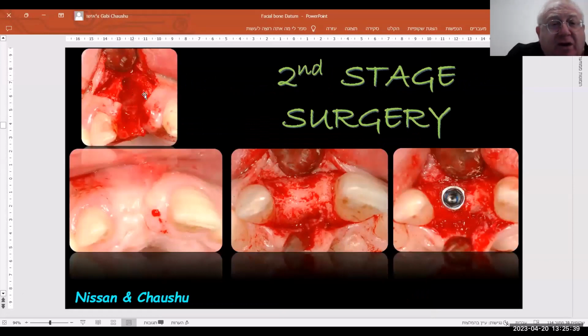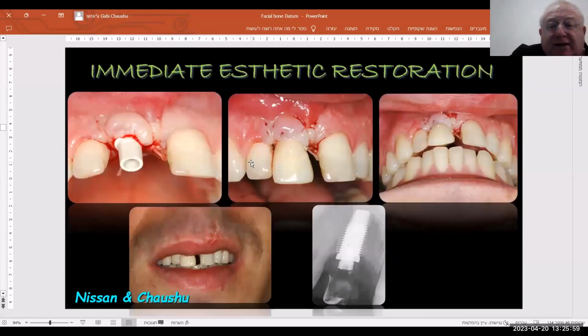So this is actually how we started. This is the clinical view at second stage surgery. Now you can see the bone gains that we have from this defect to this result. Now it's perfect. Now we can place our implant, have enough buccal bone, and continue for a successful result.